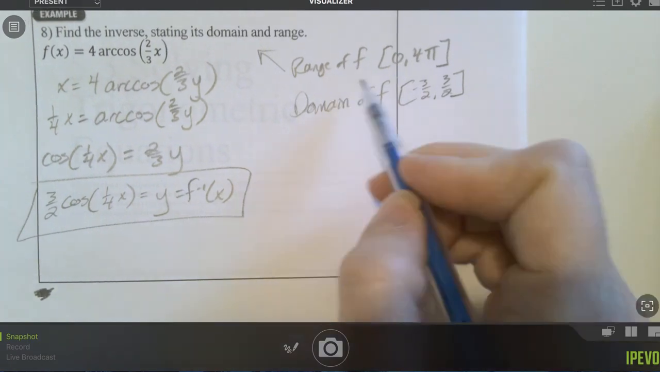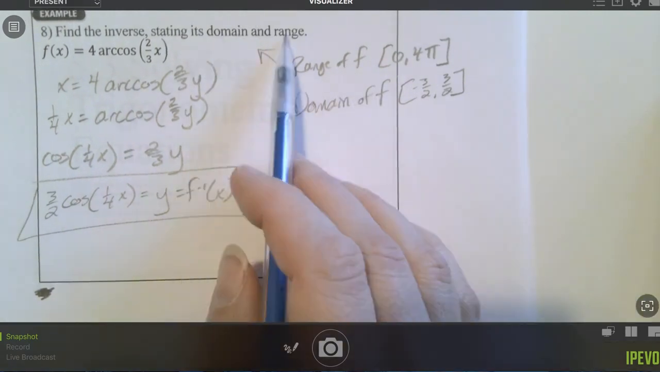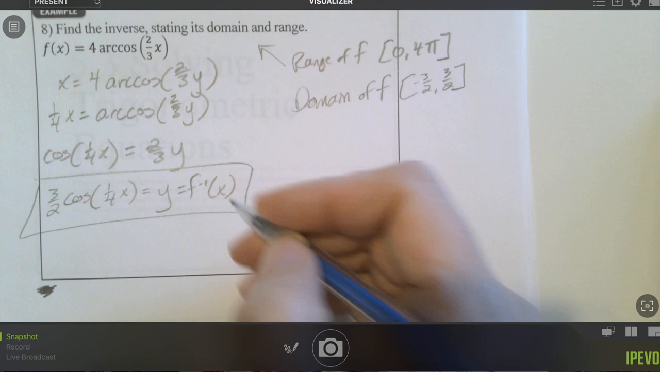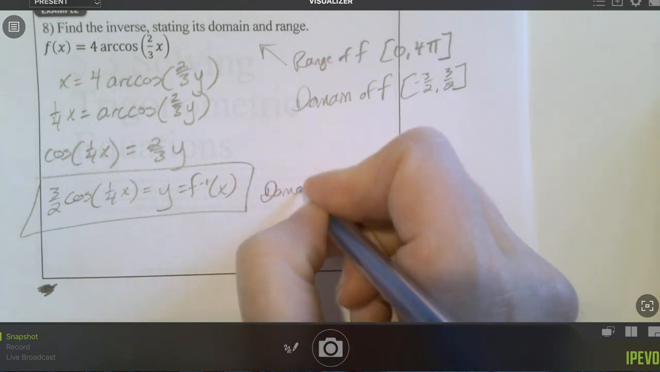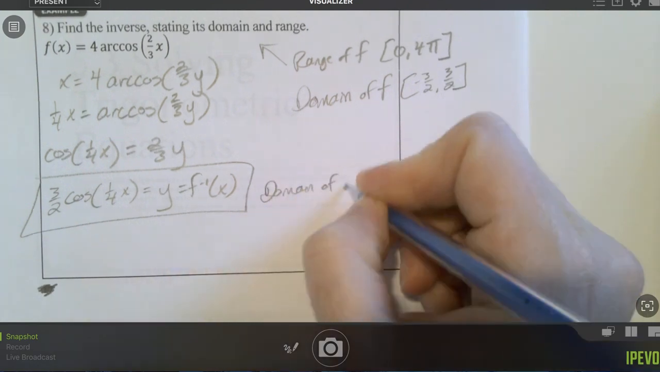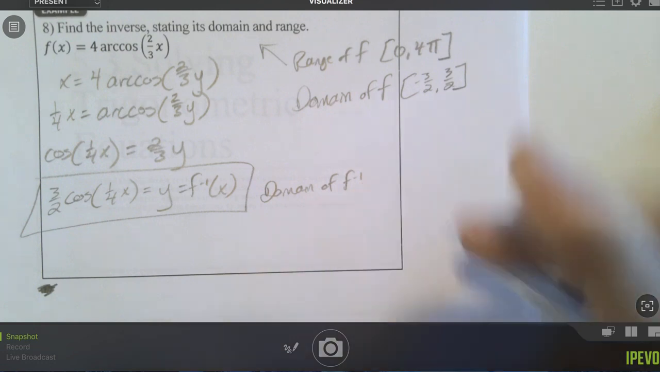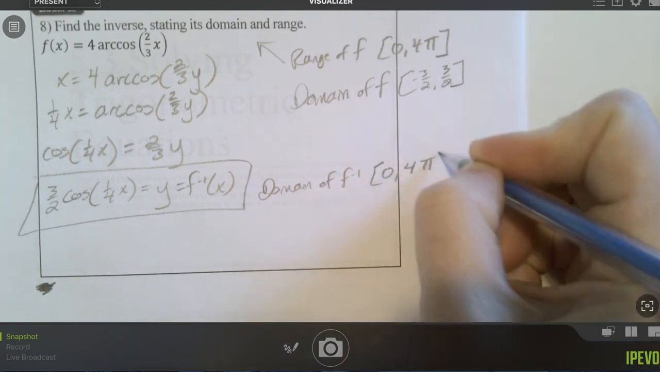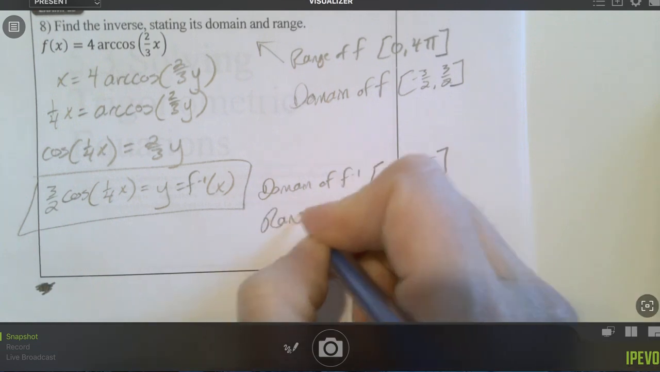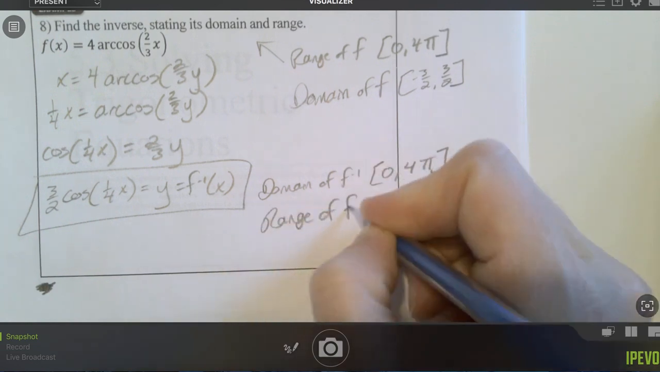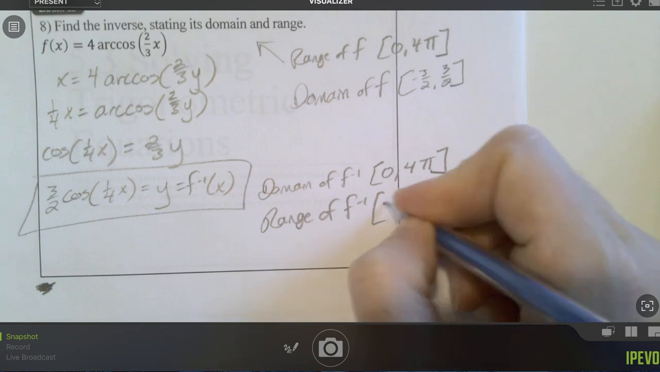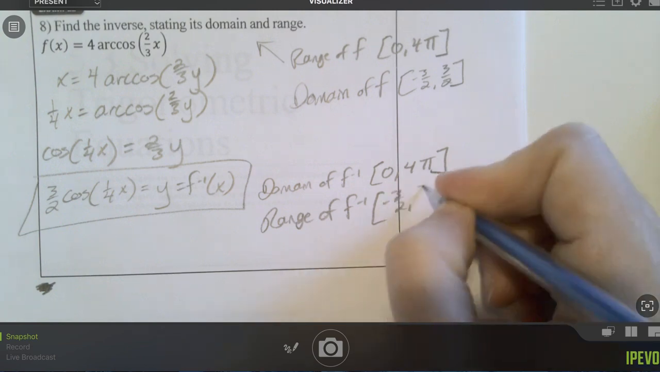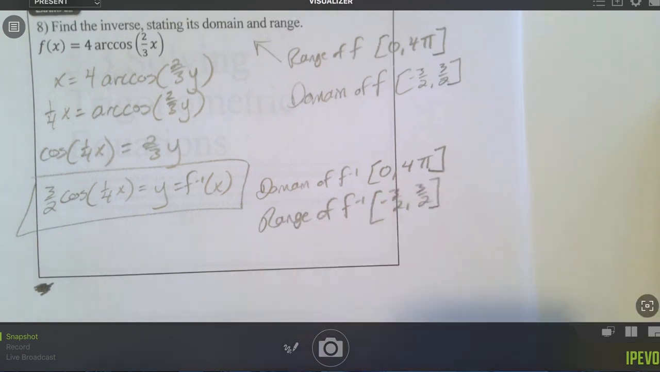So those are for f, but we wanted to give the domain and the range for f inverse. So that means we just switch them. So the domain of f inverse is going to be 0 to 4 pi. And then the range of f inverse is going to be from -3/2 to +3/2. And you could graph that in your calculator to check it.